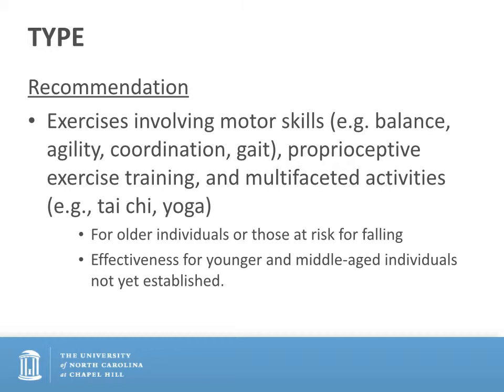Let's now look at the second T of the FITT-VP principle, or type. The ACSM recommends that healthy sedentary adults perform exercises involving motor skills such as balance, agility, coordination and gait, proprioceptive exercise training, and multifaceted activities such as Tai Chi and yoga. This recommendation is mainly based off studies for older individuals or those at risk for falling. The effectiveness for younger and middle-aged individuals is not yet established.